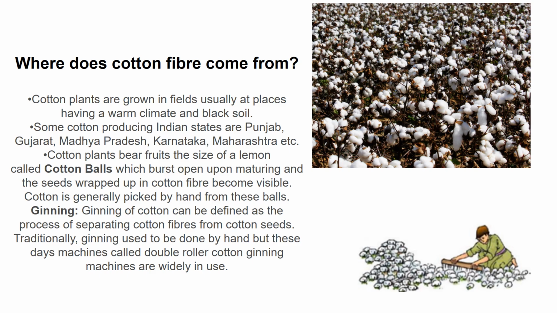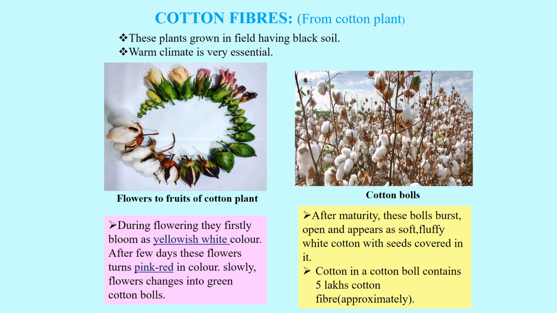Ginning. What is ginning? Ginning means the process of separation of cotton fiber from the cotton seed, usually by a comb or combing method. Traditionally ginning used to be done by hand, but nowadays machines called double roller cotton ginning machines are widely in use. Okay, so let's see the slide that I have taught you for the first time.